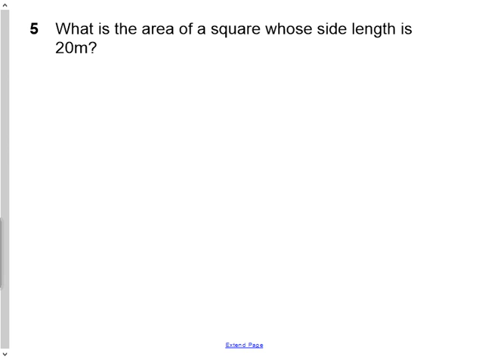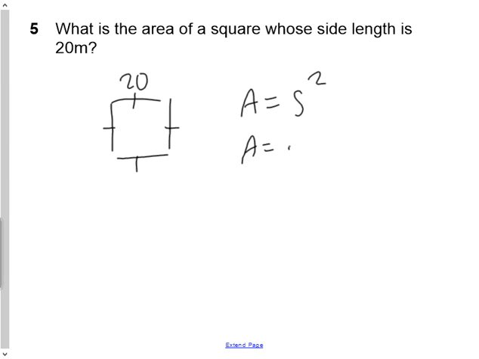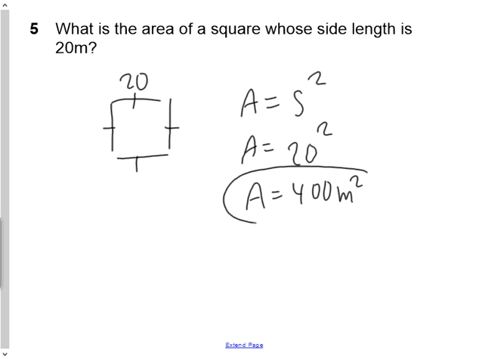Question 5 goes on to your non-true falses. What is the area of a square whose side length is 20 meters? So I would expect people to draw it, right? And then the expectation is you will write your formula. Like I said last day, your formula for the area of a square is going to be area equals side squared. Then you will take that area and you will substitute 20 for your side length. And you'll have area equals 400 meters squared.